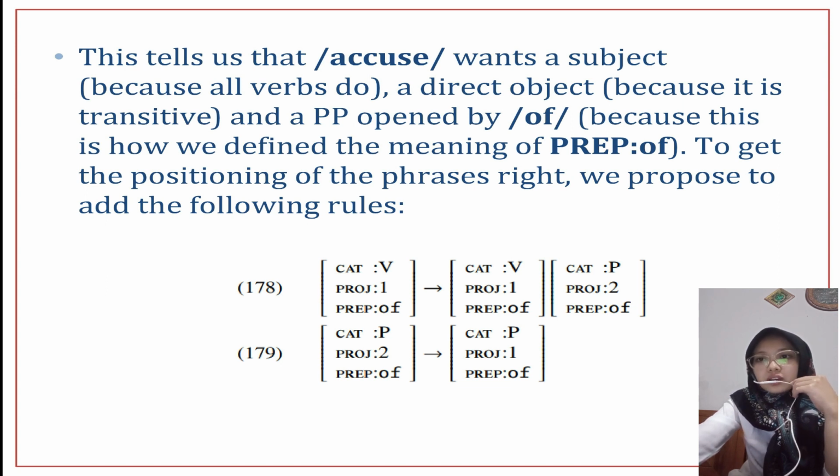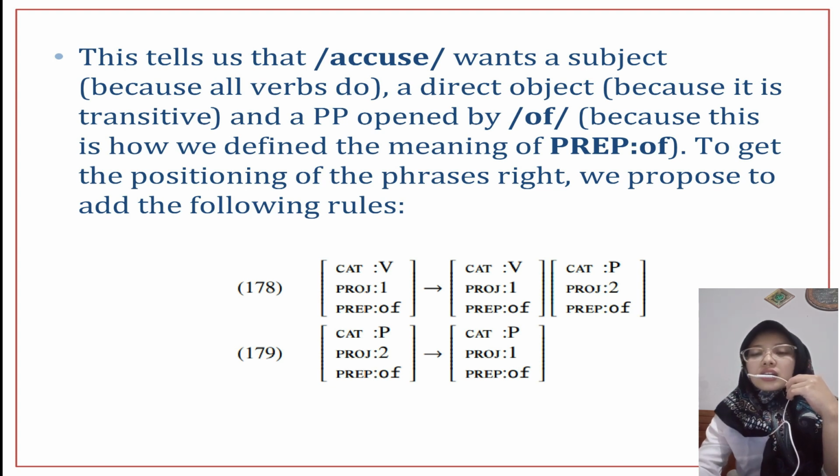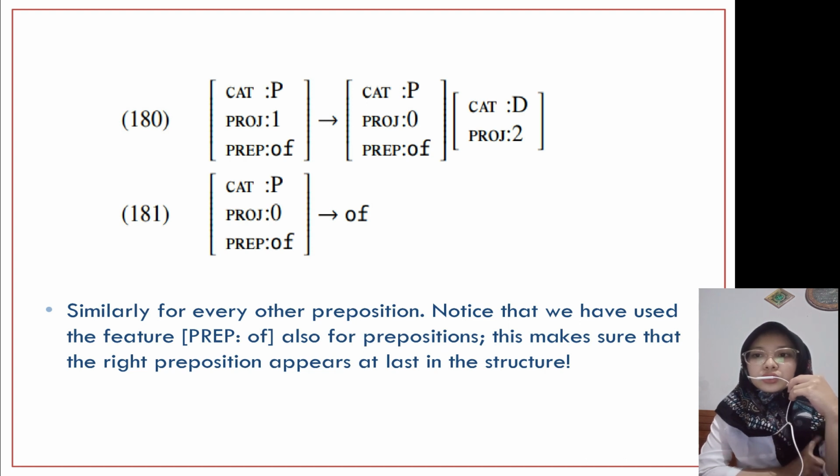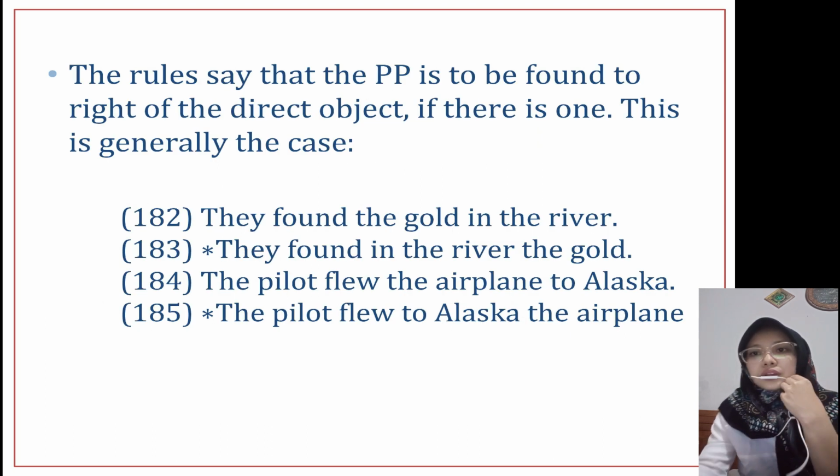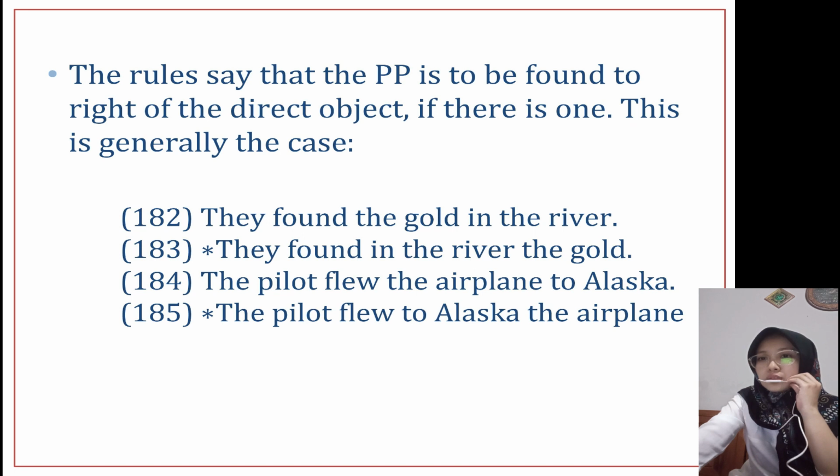To get the positioning of these phrases right, we propose the following rules. Preposition of, with the attribute value verb or phrase, and with the projection level. This works similarly for every other preposition. Notice that we have used the feature PREP also for prepositions. This makes sure that the right preposition appears in the structures. The rules say that the preposition is to be found to the right of the direct object if there is one. This is generally the case.